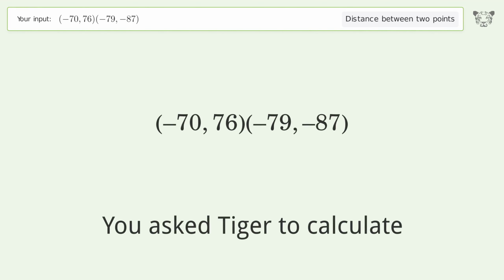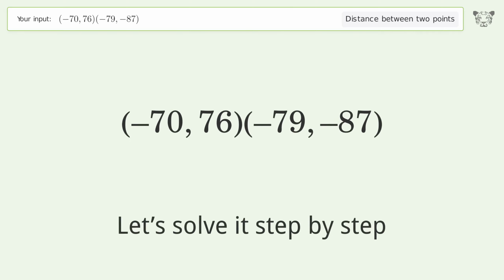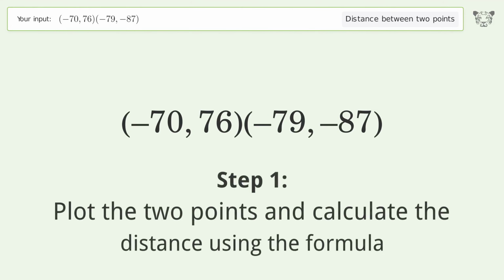You ask Tiger to calculate. This deals with the distance between 2 points. The distance between the 2 points is the square root of 26,650, or 163.248. Let's solve it step by step. Plot the 2 points and calculate the distance using the formula.